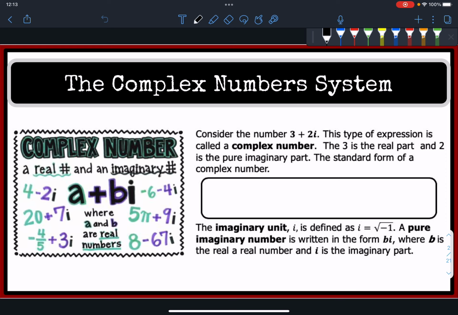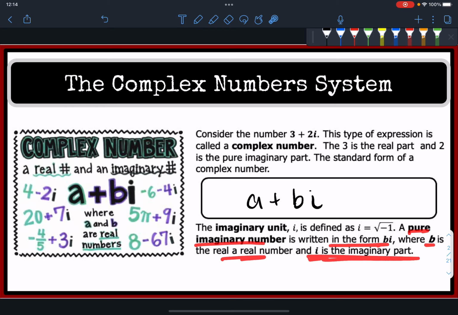Now the standard form of writing a complex number is a plus bi, where the imaginary unit i is defined as the square root of -1. And if a is equal to 0 and all we have is this number right there, this is referred to as a pure imaginary value, where b is a real number and i is the imaginary part of that value.